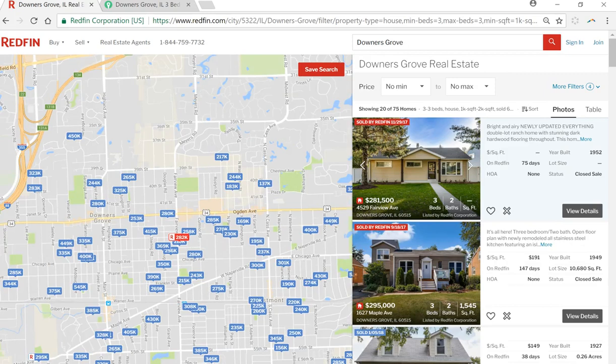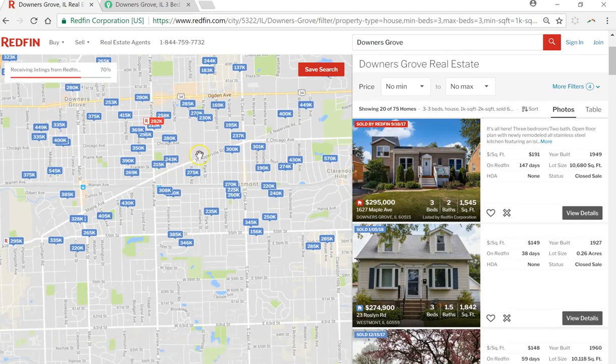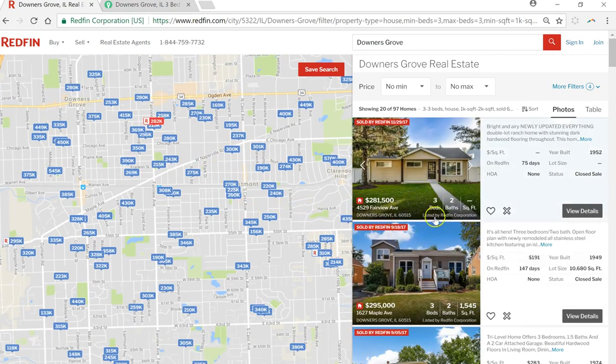So, as you can see, we have properties that sold within the last 6 months. Okay, so you have one here that's on the exact same street as our subject property. It's 4529 Fairview Avenue for $281,500, and that's a frame. You have another one here. So it shows me Westmont. I don't want to see a property in Westmont, so you might have to just come over. Okay. You have another one on Maple Street.